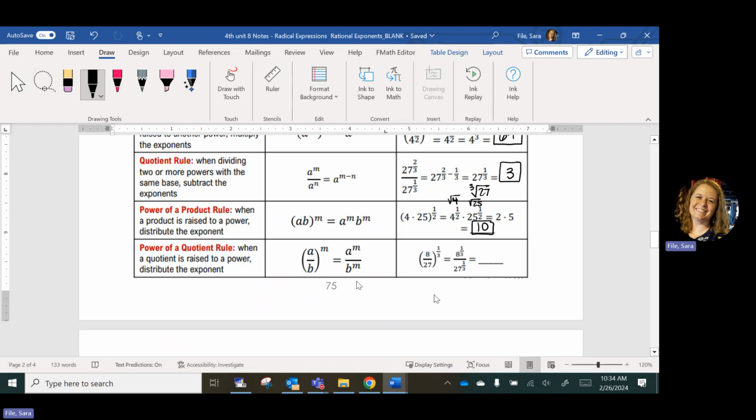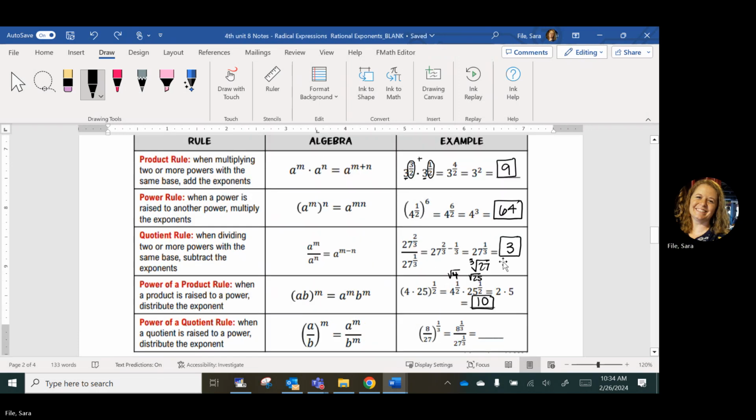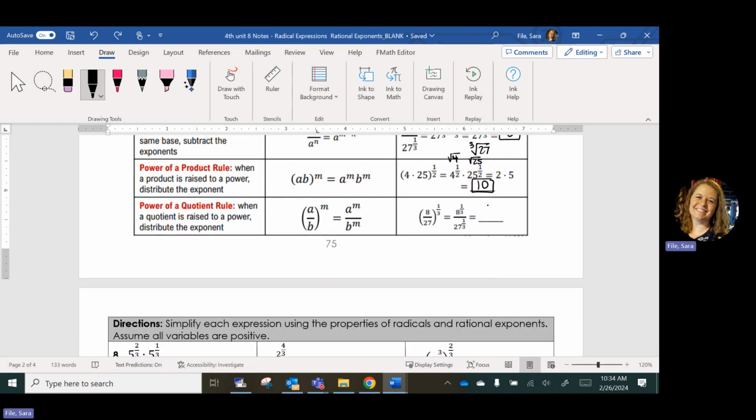Okay, so here in this example, they have 8 over 27 to the 1/3 power. So you can see they're saying, okay, that's 8 to the 1/3 power and 27 to the 1/3 power. Okay, 1/3 power means cube root, right? So what is the cube root of 8? Okay, and what is the cube root of 27? So this reduces to just 2 over 3.